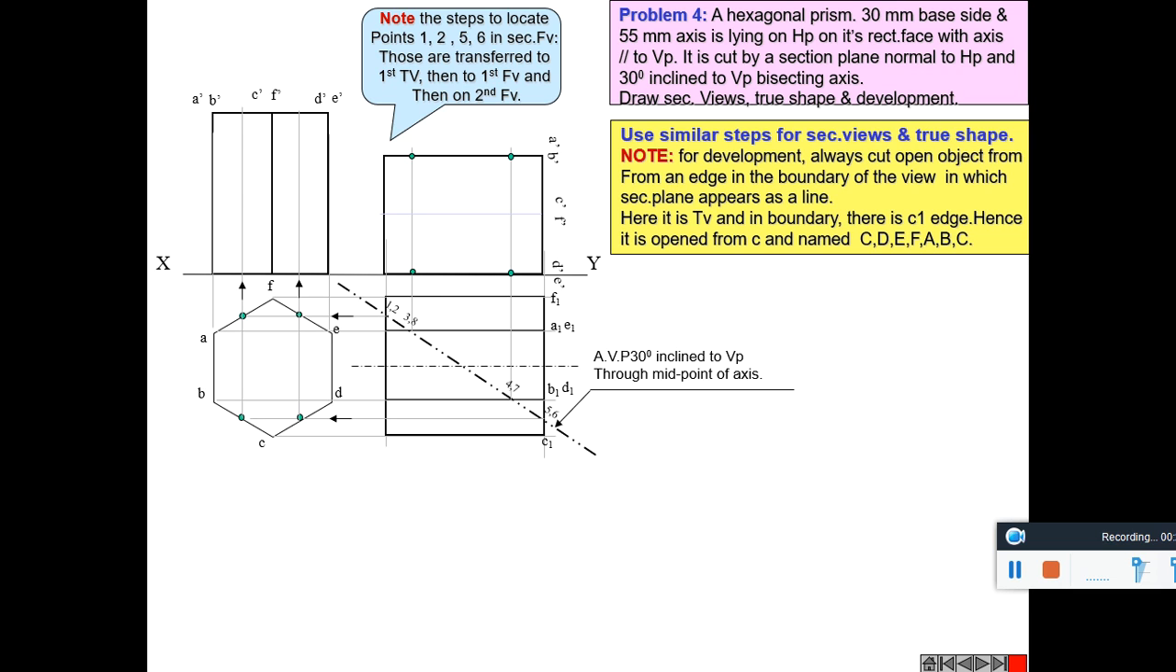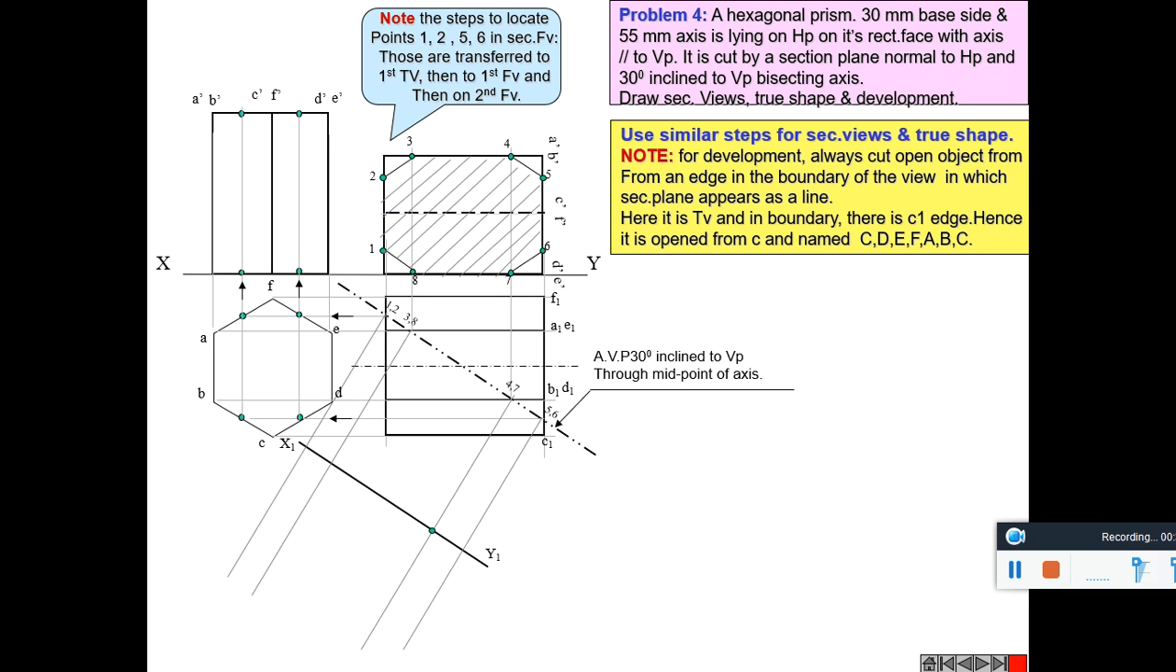This is the method of drawing. In front view, from here to here it is cut off. So the section is done to that much portion. The true shape of the sectioned portion is shown here. It is also hatched.